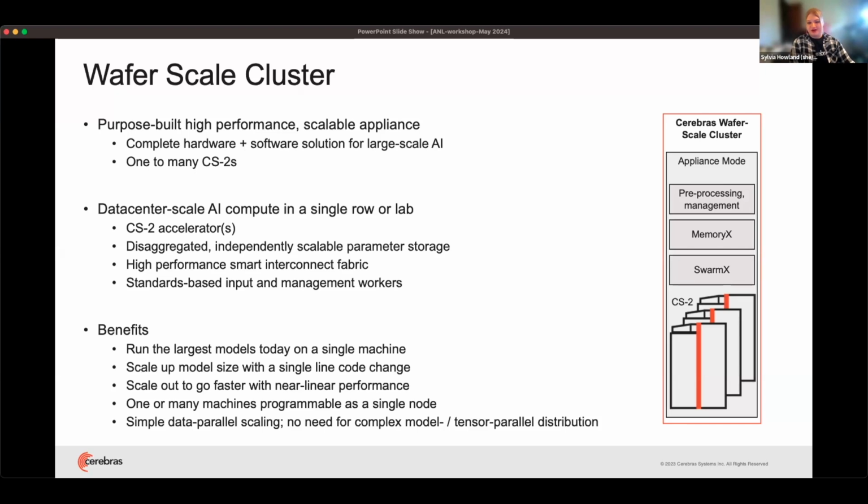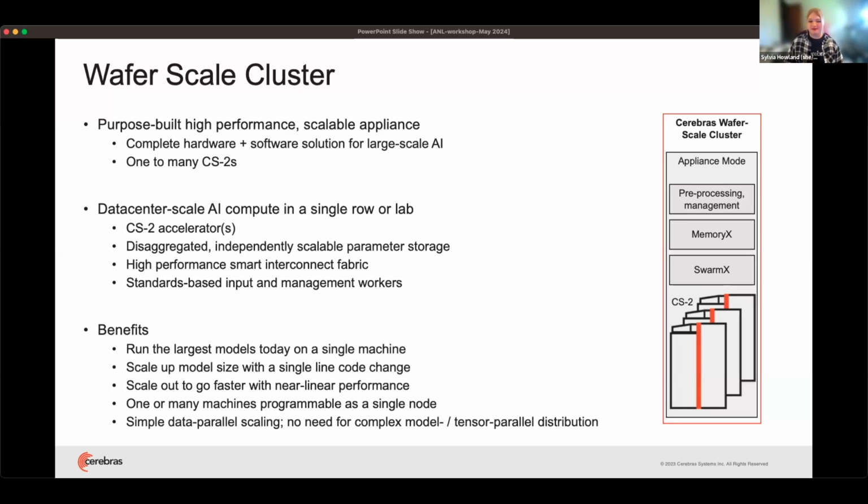Essentially, very nice. We can scale the CS2s independently as sort of our compute element from our parameter storage. Don't worry about that too much right now. We'll get into a lot more detail on that very soon. But the big takeaway, the big benefits of this: we can run enormous models on a single CS2. We can scale up the number of CS2s if we need to perform more or faster training. But we can scale very, very large on a single machine.